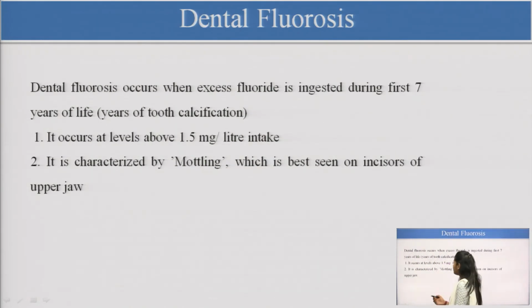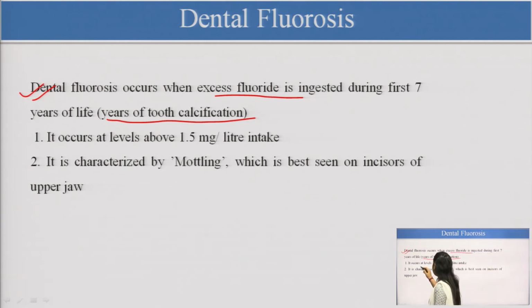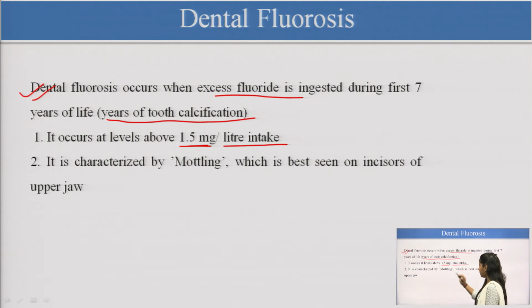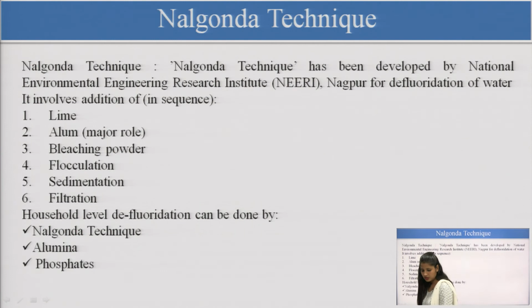Now coming to dental fluorosis, this occurs when excess fluoride is ingested. I told you what happens in this: during the years of tooth calcification, there is discoloration of the teeth. It occurs when we take 1 mg per liter intake. This dental fluorosis is also known as mottling. And this is seen on the incisors of the upper jaw. This area on the teeth is affected.